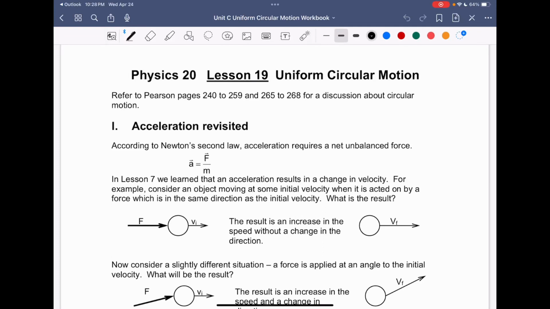All right, so now we begin Unit C, which is our third unit out of 4 units, and we begin with uniform circular motion, which is lesson 19. Now, the unit itself is called uniform circular motion, but this is where we really introduce the terminology and the specific key pieces that are really necessary for this unit.